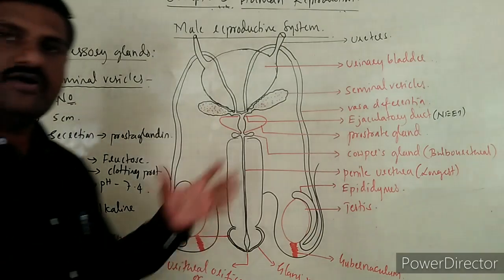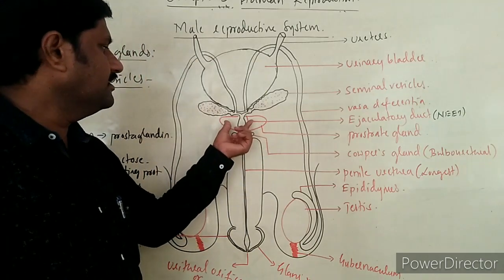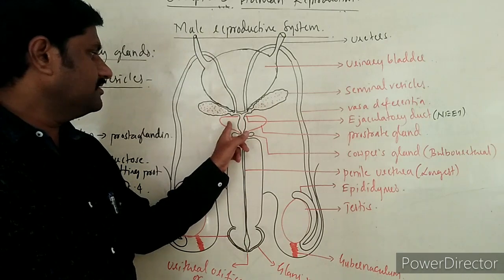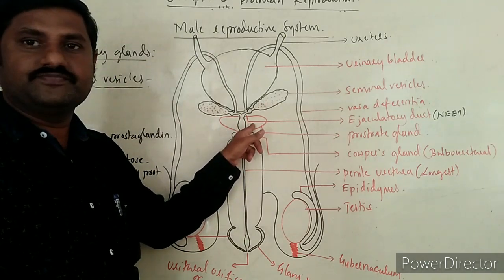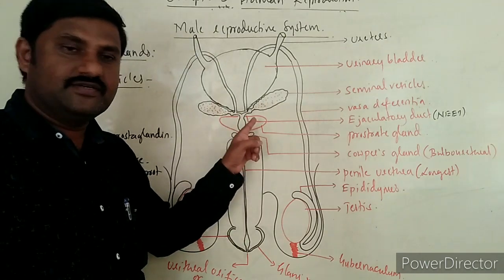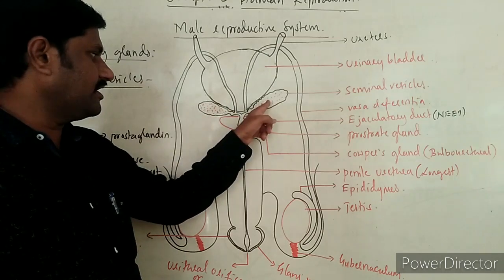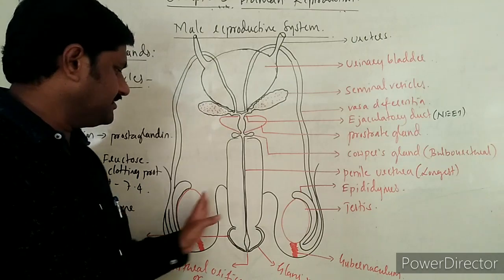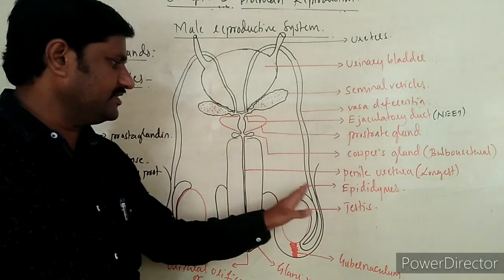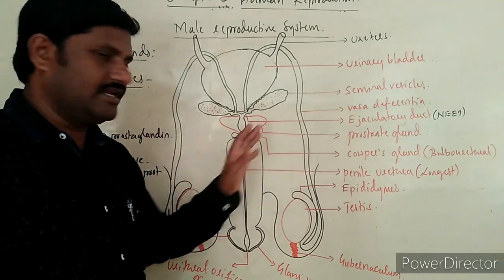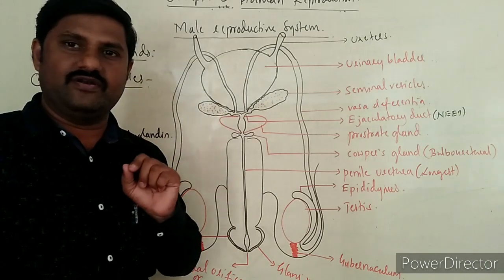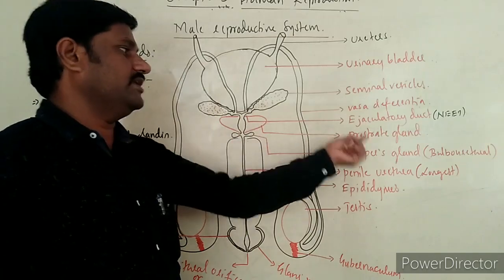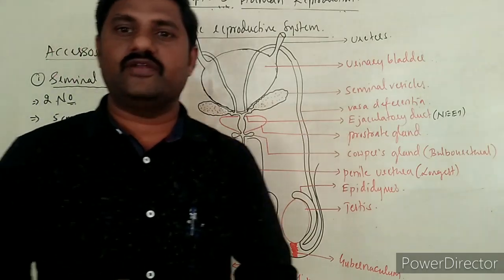So here you have to focus on this gland. This is a single large gland, right? It is not in pairs. See here, seminal vesicles are in pair, bulbourethral glands are in pair, testes are in pair, epididymis are in pair, vas deferens are in pair. All are paired ones. The only thing that is unpaired is the prostate gland. Point to be noted over here.